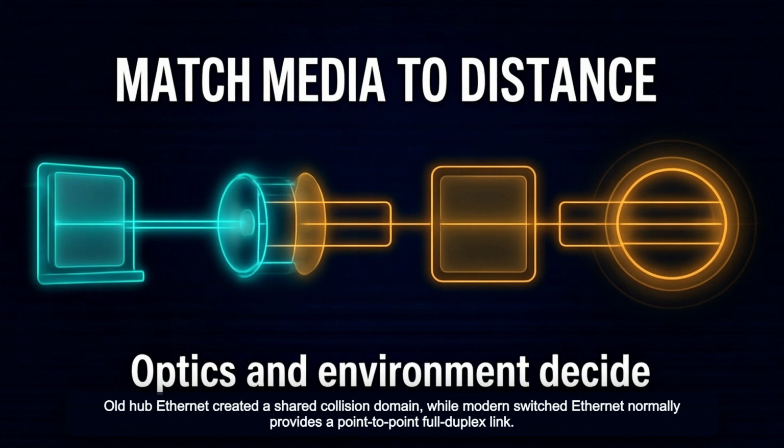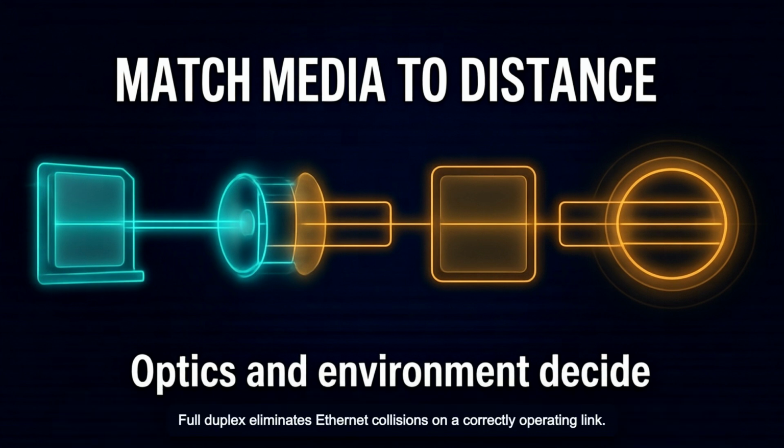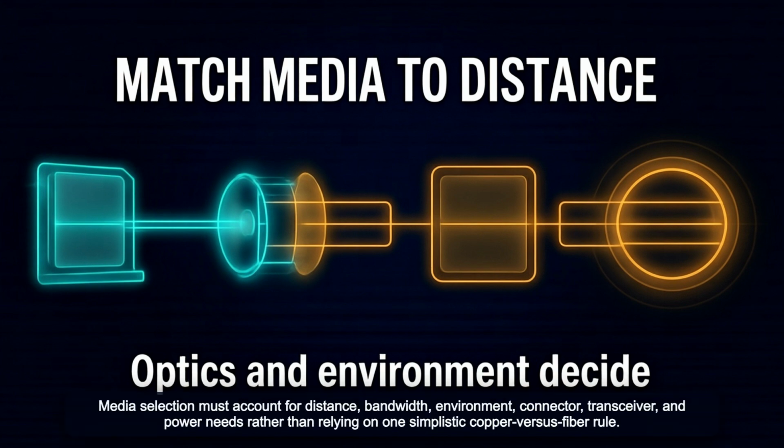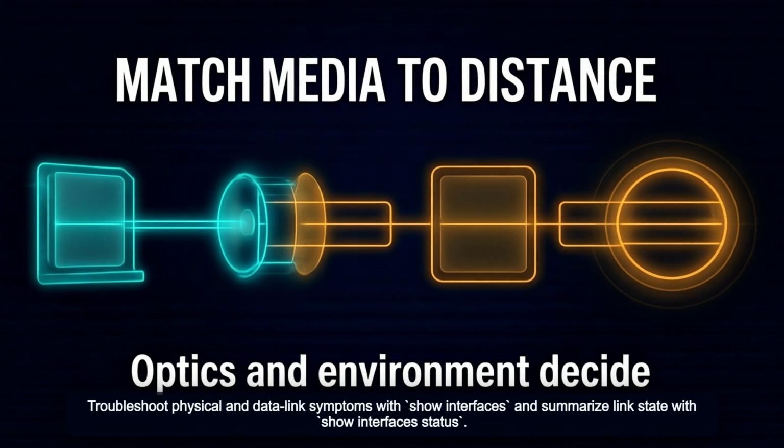Old hub Ethernet created a shared collision domain, while modern switched Ethernet normally provides a point-to-point full-duplex link. Full duplex eliminates Ethernet collisions on a correctly operating link. Media selection must account for distance, bandwidth, environment, connector, transceiver, and power needs, rather than relying on one simplistic copper versus fiber rule. Troubleshoot physical and data link symptoms with show interfaces and summarize link state with show interfaces status.